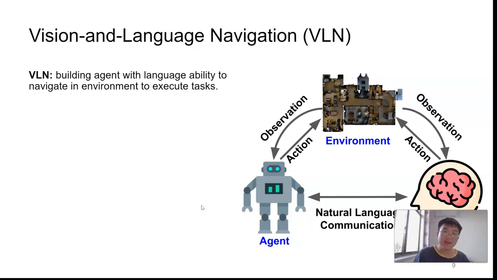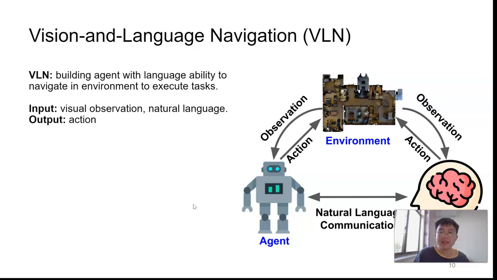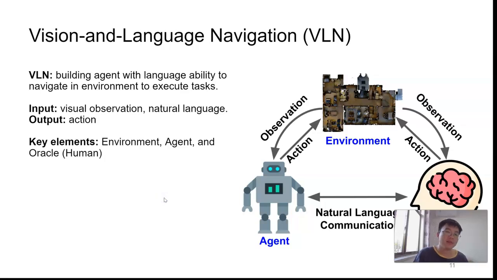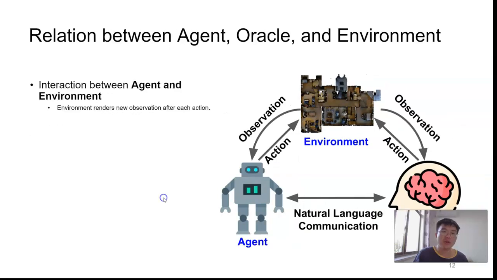Vision and language navigation, or VLN, means building an agent with language ability to navigate in an environment to execute tasks. It usually contains two inputs. First, the current visual observation. Secondly, the natural language instruction from the human, what the agent needs to do. Then the output would be what action to take at the current step. And there are three elements: environment, agent, and oracle.